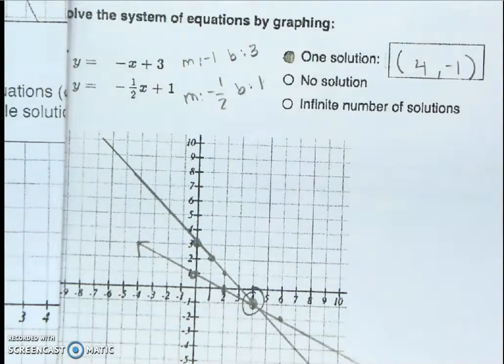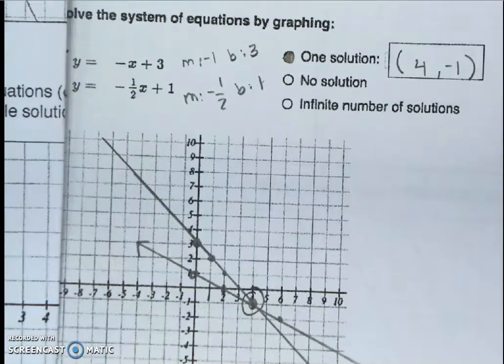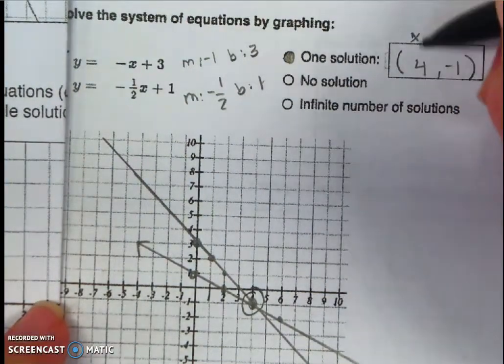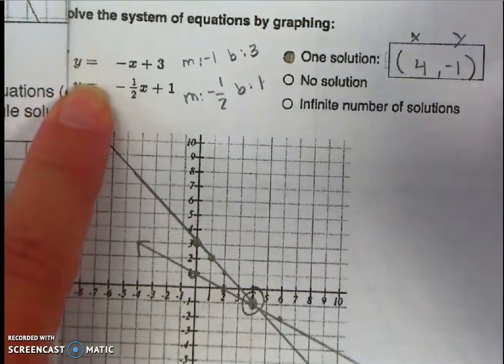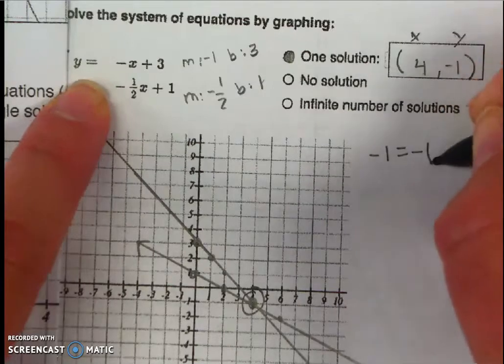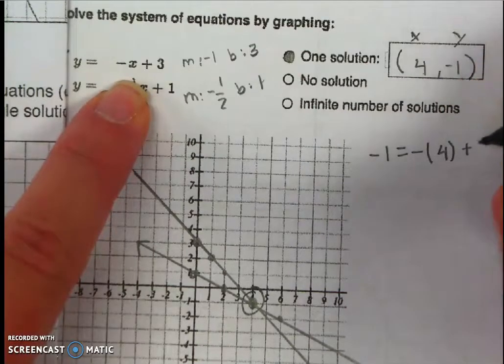Now remember, we should be checking our answer to make sure that that is a point that's on both equations. So I'm going to plug in 4 for x, negative 1 for y. In the first equation, that would give me negative 1 equals negative 4 plus 3.